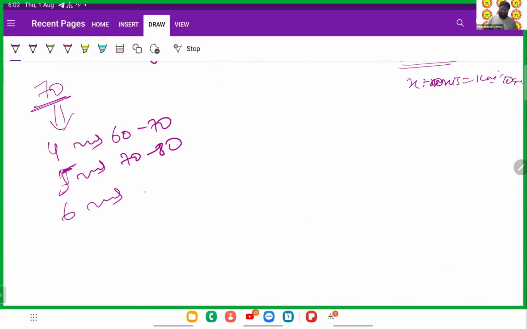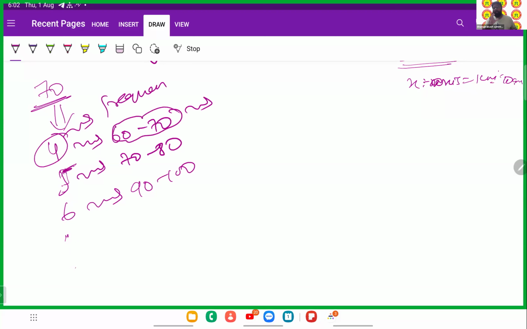6 students got marks 90 to 100, and so on. So here, if you see, 4 is called frequency, and this is called marks. So we are just checking how many students got 60 to 70, which means the frequency will be 4.